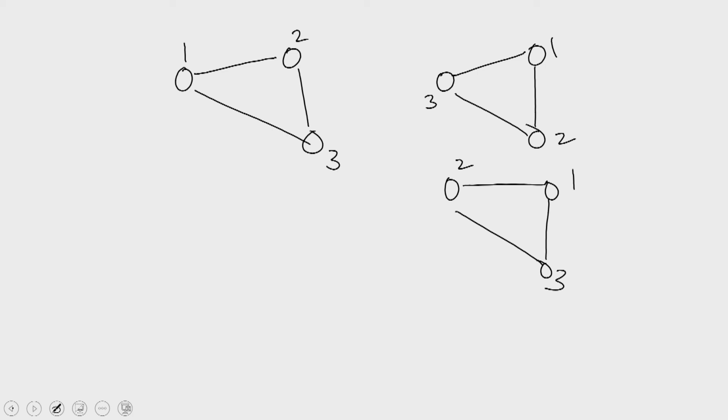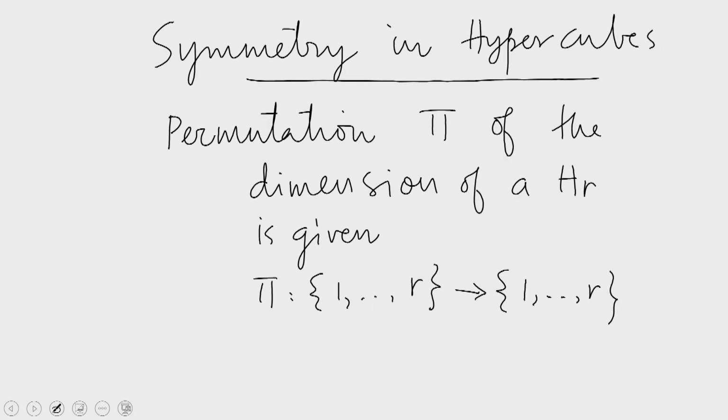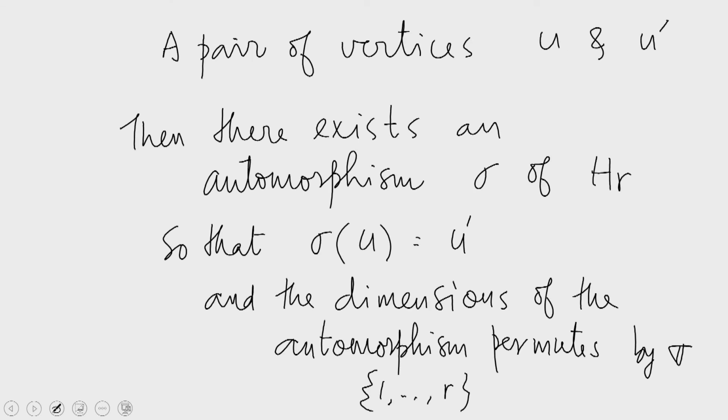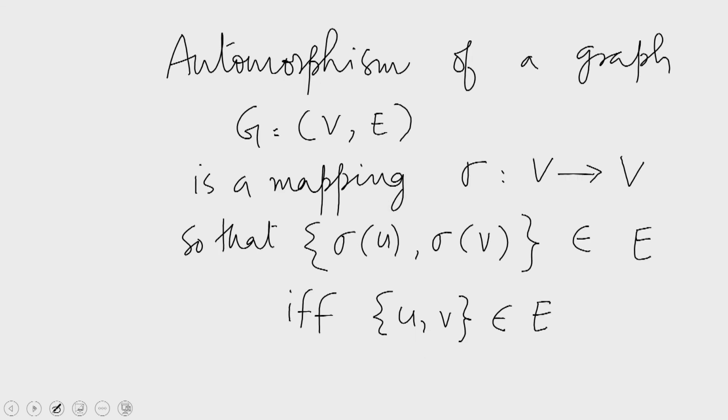So, what we are claiming here is that for an r-dimensional hypercube, when we are given a permutation pi and a pair of vertices u and u prime, then there exists a renaming of the vertices of the hypercube in such a way that the dimensions are permuted according to pi and all the adjacencies of the hypercube are maintained. That is, even under the renaming, with the permutation pi of the dimensions realized, the graph would remain a hypercube. The adjacencies of the hypercube would remain the same.